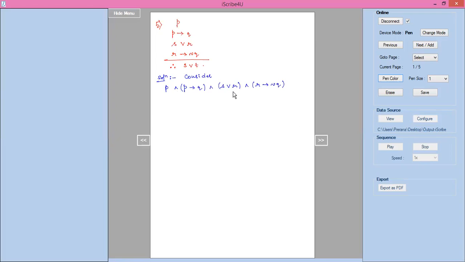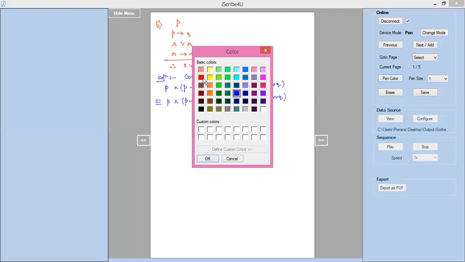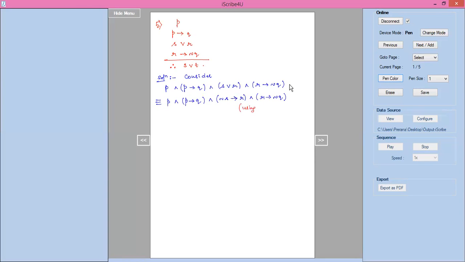We convert this in the form of conditional using the formula P conditional Q is logically equivalent to negation P or Q. So first we will write down S or R as negation S conditional R. So this is logically equivalent to P and P conditional Q and negation S conditional R and R conditional negation Q. It was already in the form of or, I wrote it in the form of conditional now. So negation P or Q can be written as P conditional Q, so negation S conditional R we obtain.